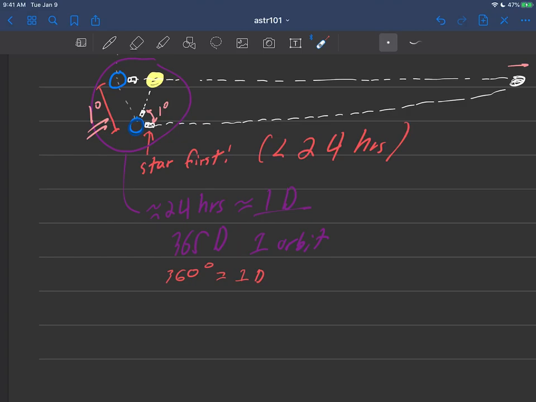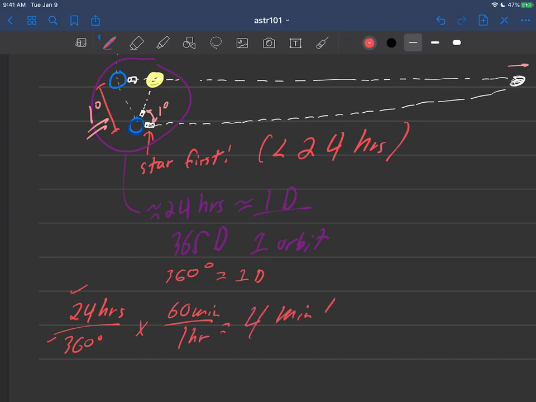Now, what about the time difference? Well, if we agree then that's about 1 degree, we know the Earth rotates 360 degrees every 24 hours. That's just the Earth spinning around its axis. 1 day, 24 hours, it spins 360 degrees. If I just multiply that number by 60 minutes in 1 hour to do a little units conversion here, I'll get about 4 minutes per every degree. In other words, the Earth rotates 1 degree every 4 minutes.